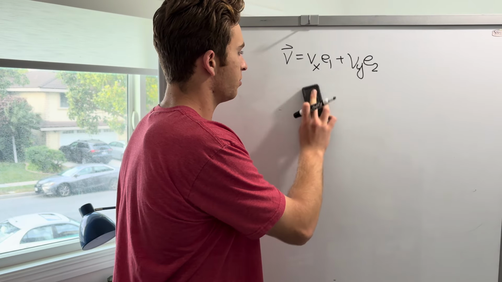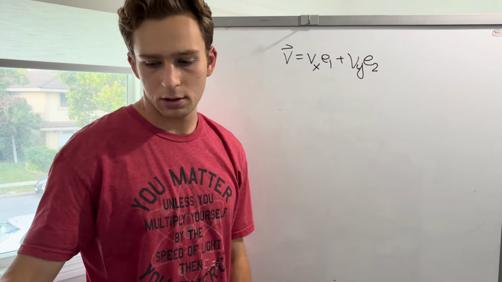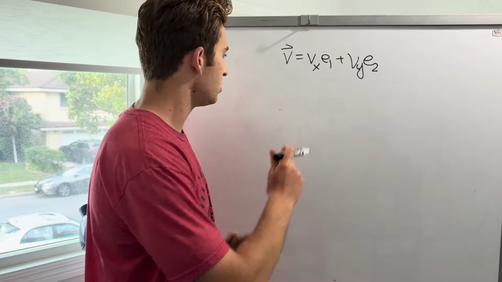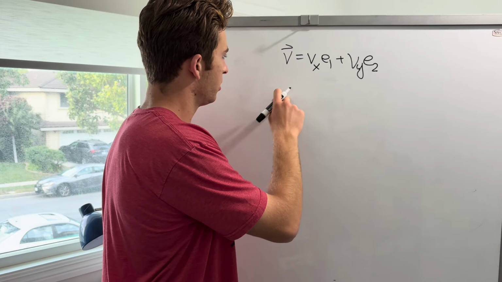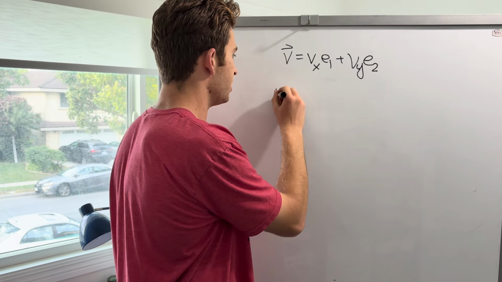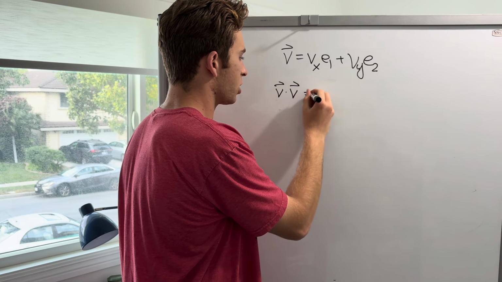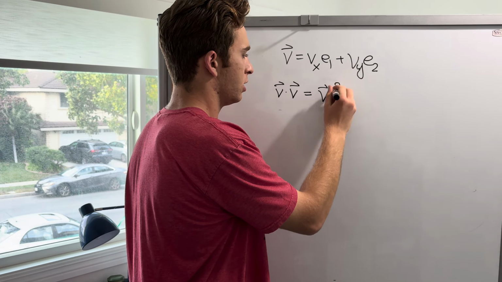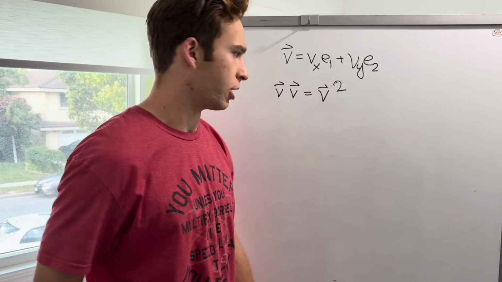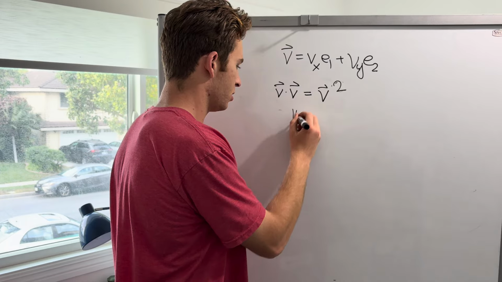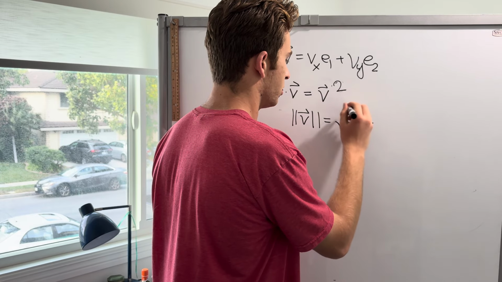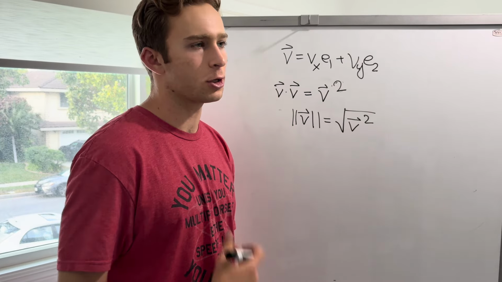We can actually manipulate this a little bit. I'm going to do a little bit of algebra here. We could say that the length of v, or v dot v, we're going to call this v squared. And that makes sense, it's v times v, so of course that's v squared. And then the length of v, which is normally the square root of the dot product, is just the square root of v squared. That makes sense. If you have the square root of something squared, you get that same thing back.